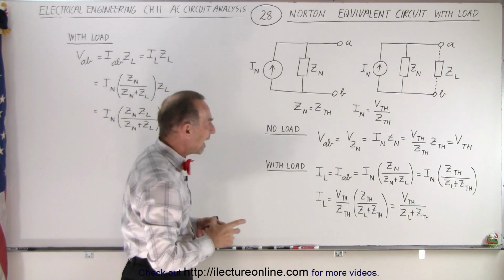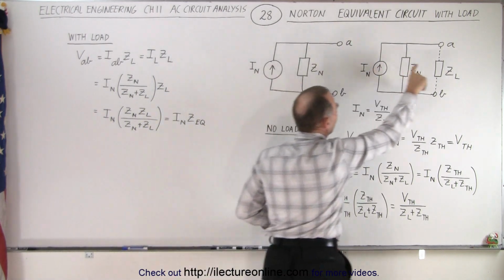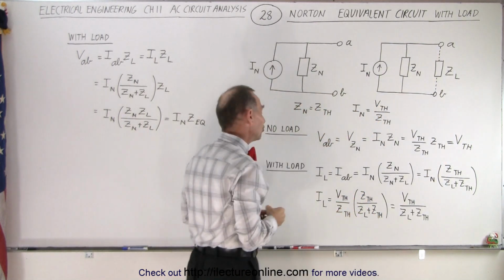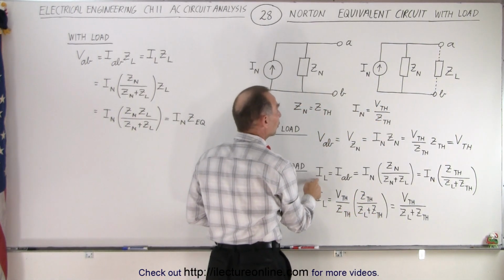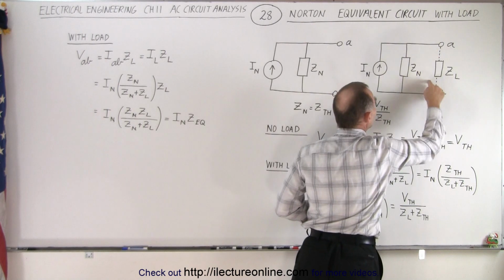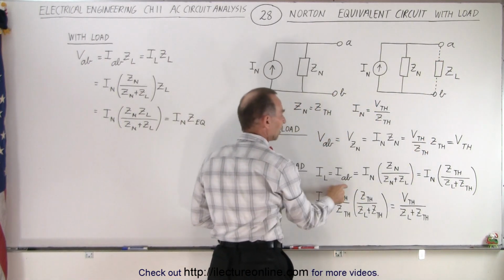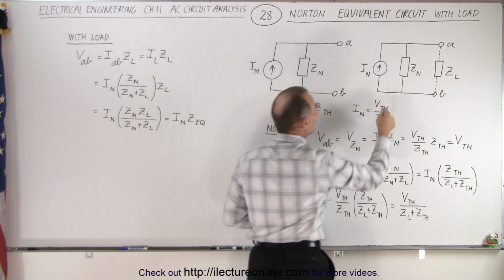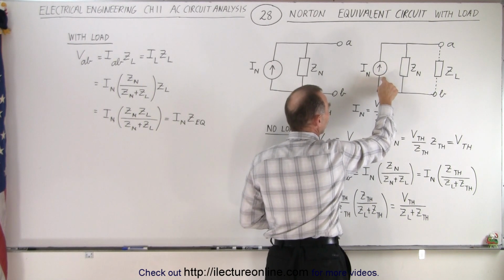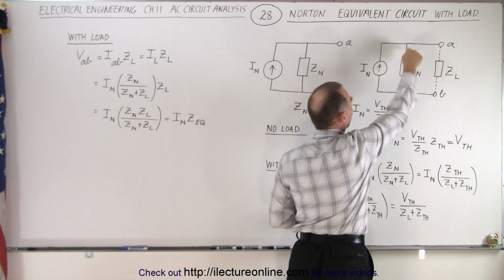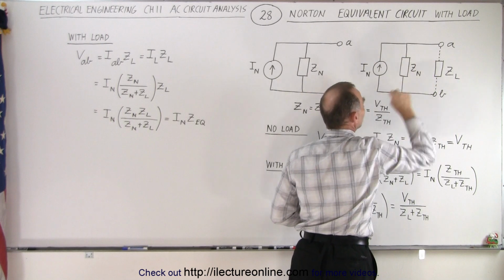Now, what about if we have a load attached to the circuit like we have over here? Well, now things change a bit. Notice that the current through the load is the current from A to B with the load impedance attached. How to find that? Well, you take the Norton current from the source, and now notice that that current divides itself over the two branches.